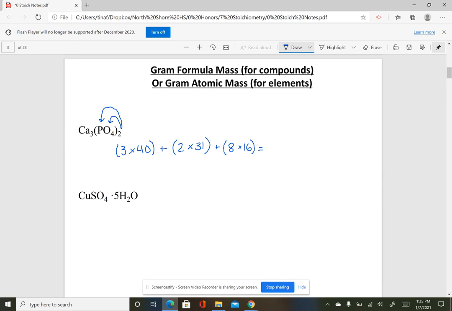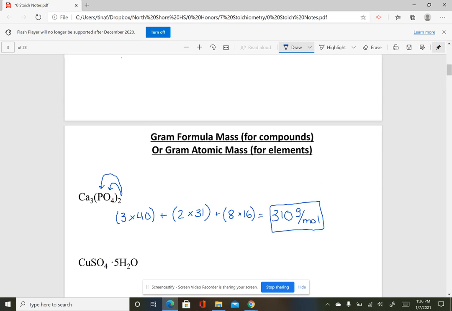All right, want to make sure you use parentheses correctly, or you could just do all the multiplications, get your 3 numbers, and then add them all up. And you should get 310, right? And the units for gram formula mass are grams per mole. Meaning, if I have 1 mole of calcium phosphate, it's going to weigh 310 grams.